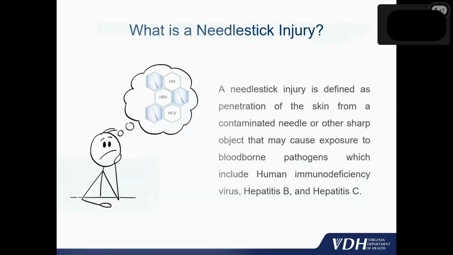A needle stick injury occurs when the skin is penetrated by a contaminated needle or sharp object, potentially exposing the individual to bloodborne pathogens like HIV, hepatitis B, or C. It's important to note that while needle stick injuries are always considered injuries, they do not always result in exposure to bloodborne pathogens. However, since needles are often contaminated, these injuries still pose a significant risk and require careful attention.